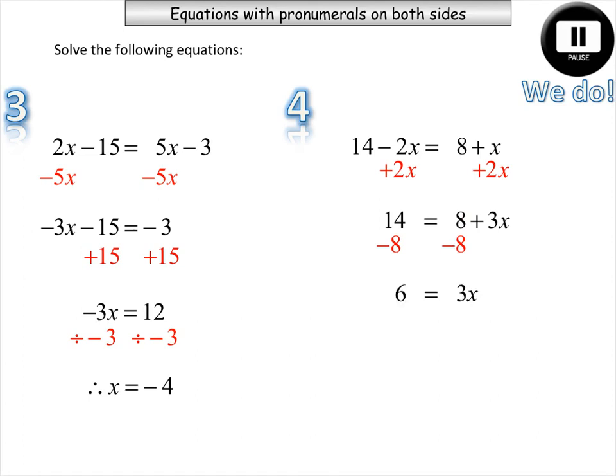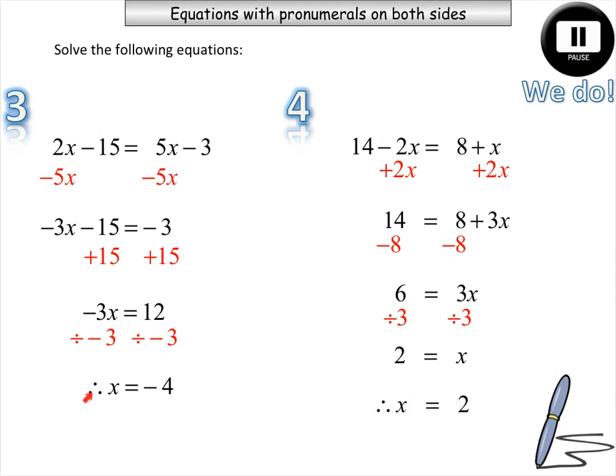The opposite of a positive 8 is taking 8 away. And then we've got 6 equals 3x. What do we divide by to make it a 1x? What's in front of the value of x, which is a 3. So divide both sides by 3. And then we've got an answer right now that doesn't have our x value at the start. So it says 2 equals x. We can just swap those two sides around and say x is equal to 2.